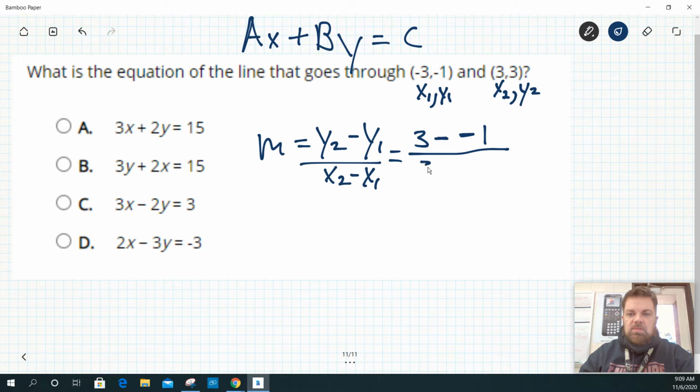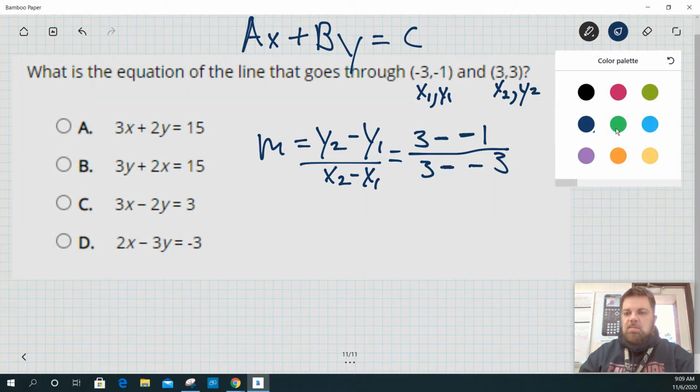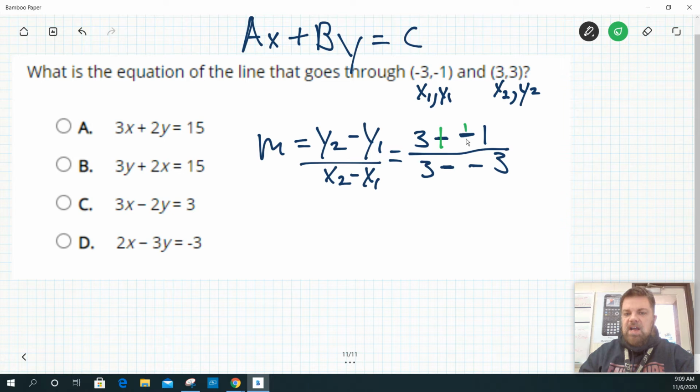X sub 2 is going to be 3. The formula calls for a minus sign, and then x sub 1 is minus 3. Now, when we minus a minus, we're really adding. And I just do this little thing right here because it lets me know that I'm minusing a minus sign, which means that I plus. So 3 plus 1 is 4 all over 3 plus 3, which is 6.